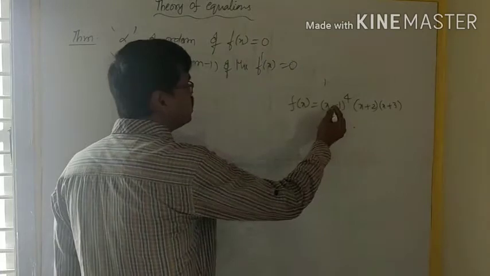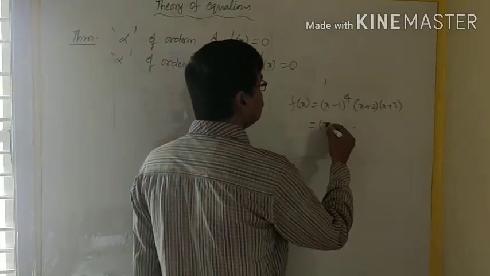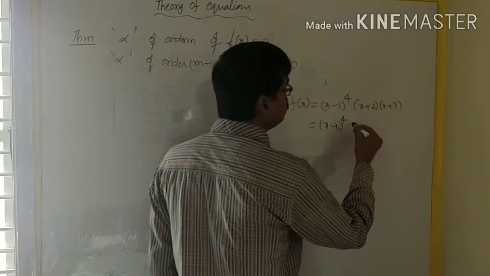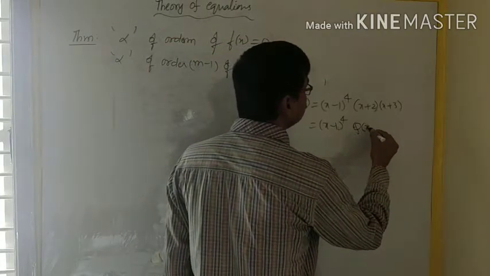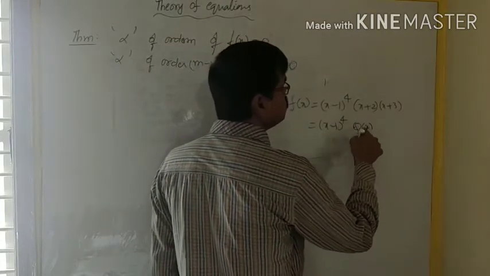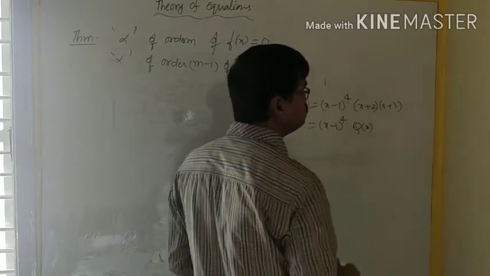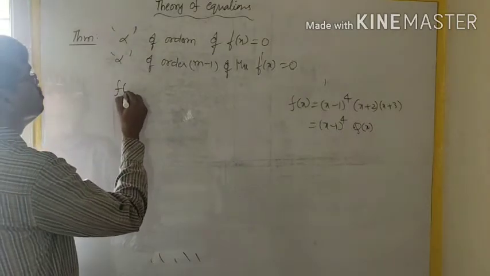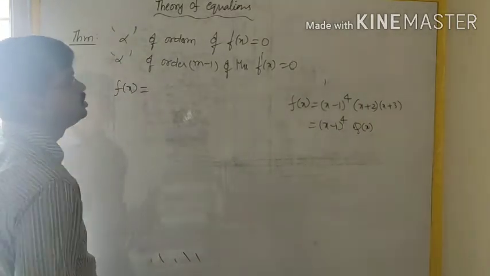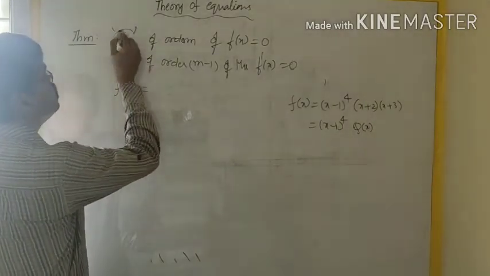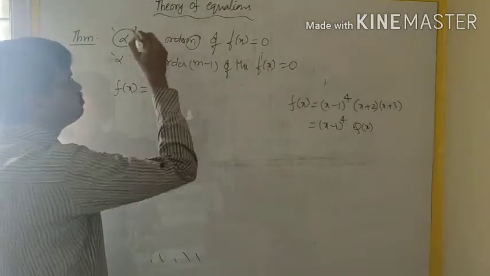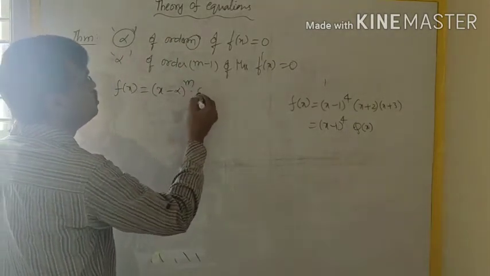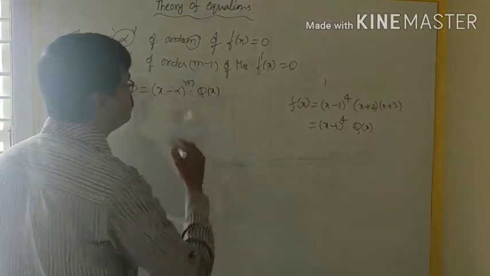So I can write this expression as (x minus 1) to the power of 4 into some q of x. Q of x is nothing but (x plus 2) into (x plus 3). Similarly, here, f of x equal to 0, where alpha is a multiple root of order m, I am writing f of x as (x minus alpha) to the power of m into some q of x.